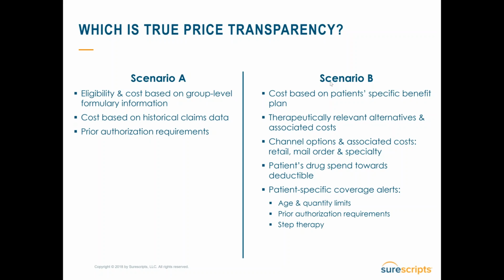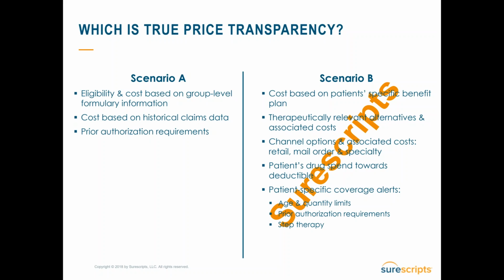What we would say at Surescripts is that it's really scenario B that offers true price transparency. Unlike some of the other solutions in the marketplace, not only are we able to deliver those channel options, so if the patient has a mail order benefit that will be cheaper over that 90-day period than the retail price would be, we can show that. If they have a specialty benefit, we can also display that.